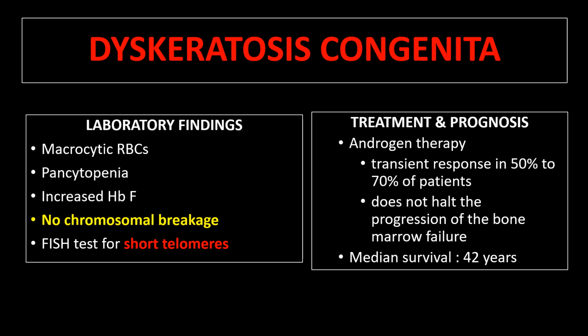So for the treatment for DC, we administer androgen therapy, which produces a transient response in 50 to 70% of the patients. But it does not halt or stop the progression of the bone marrow failure. So the median survival of patients having Dyskeratosis congenita is approximately 42 years.